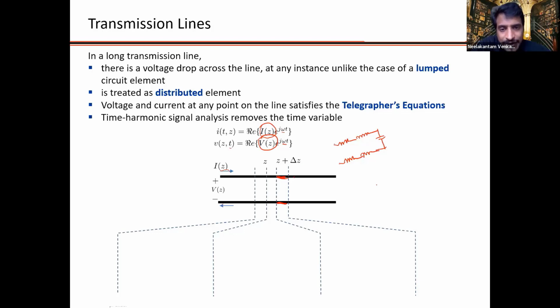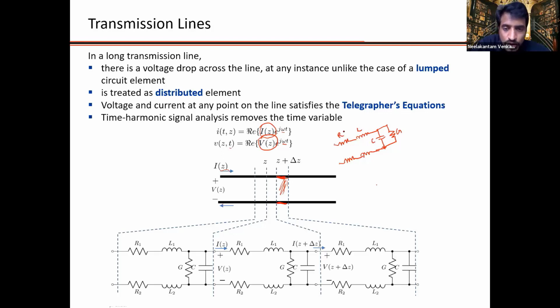And not only that, if you were to fill it up with some dielectric material that has losses in it, then there can be a so-called leakage of current from this conductor to that conductor. There can be a current that is leaking through. And that is modeled by this G. So you have R, L, C, and G: a small section resistance, small section inductance, small section capacitance, and small section conductance, G.